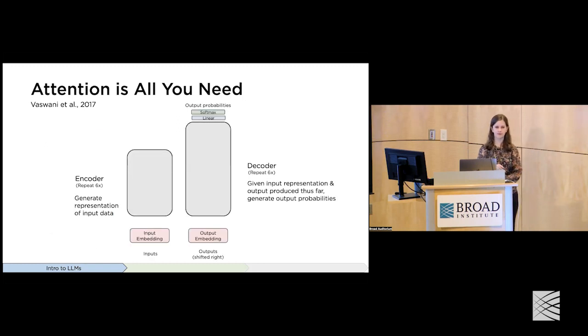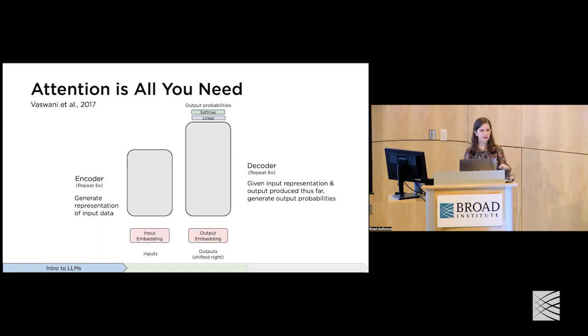The original transformer uses what's called an encoder-decoder architecture. The goal of the encoder is to map a sequence of symbol representations, so for instance, the words in a sentence, to a sequence of continuous representations in some hidden space.